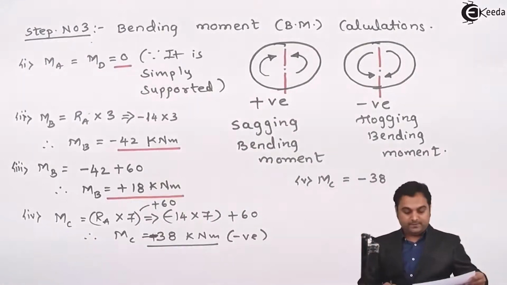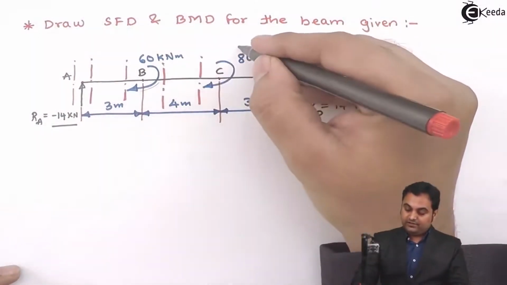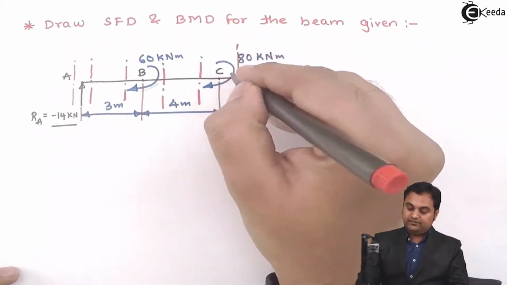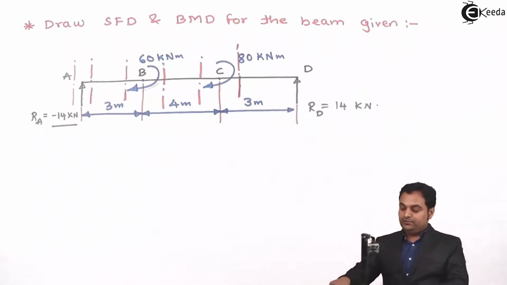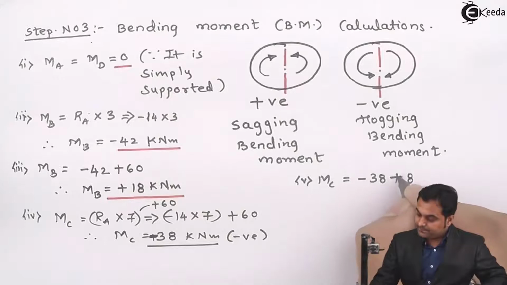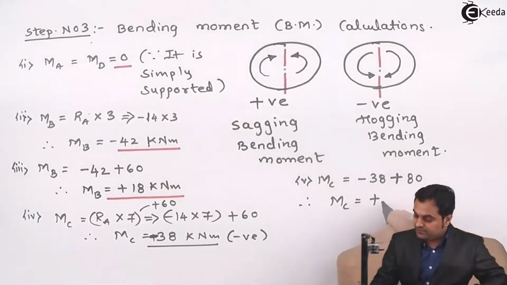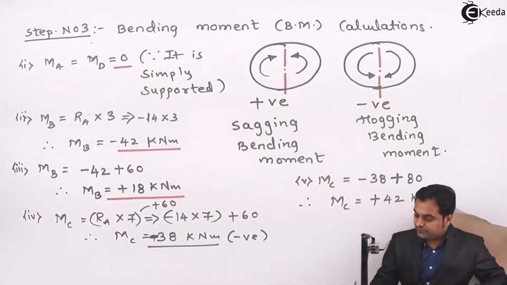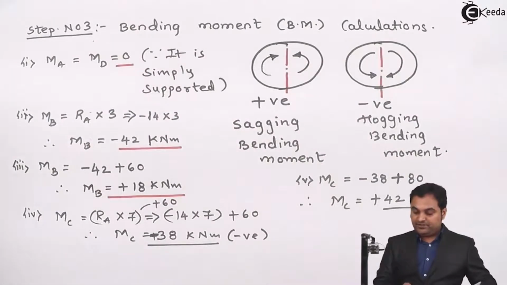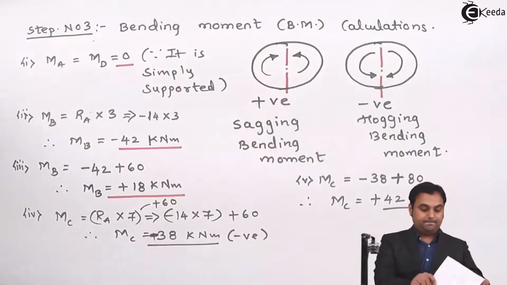Now in that I will be taking the section. First I put the section to the left of C, now to the right of C. And when I am taking the section to the right, to the left I have clockwise 80 kilonewton meter. So that is positive, so in this plus 80. Therefore the moment at C will now be plus 42 kilonewton meter. So these are the values of bending moment which I am getting. Then at A and D they are 0, so we need to draw the bending moment diagram.